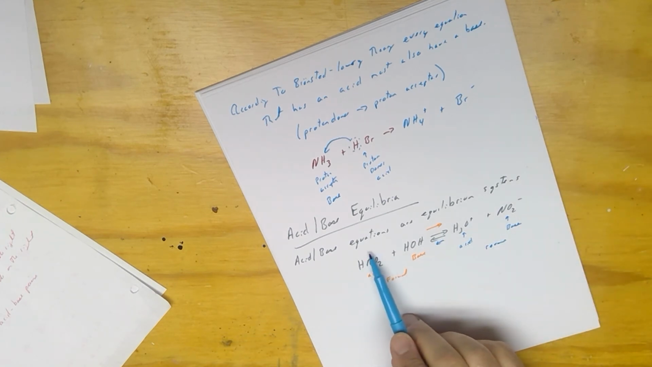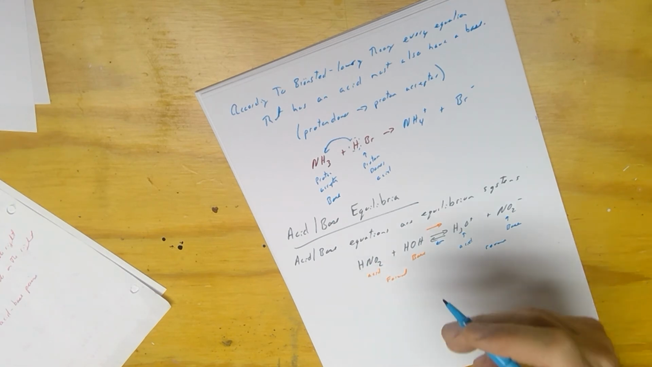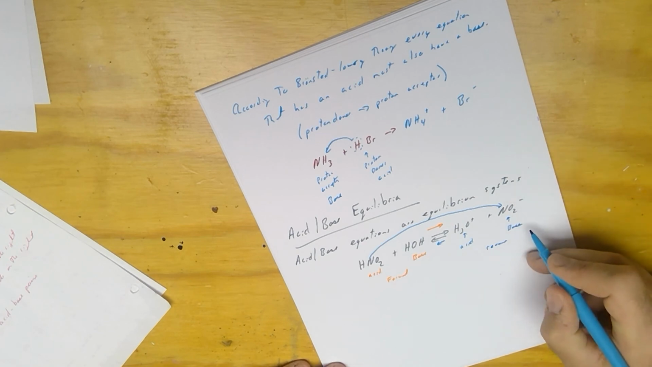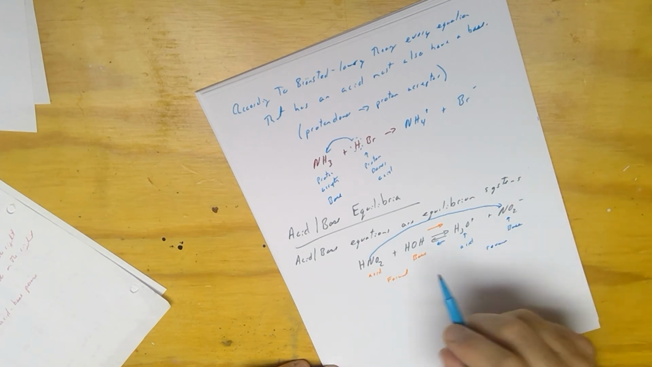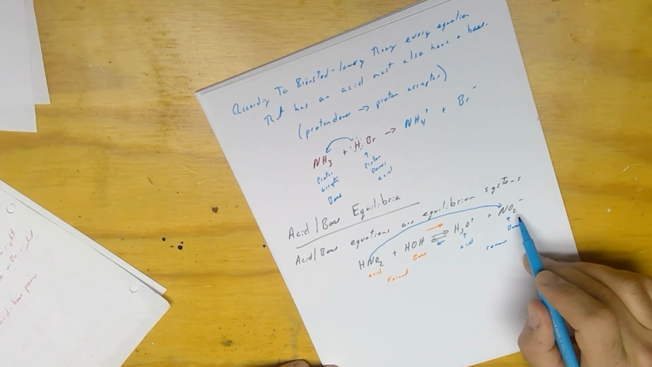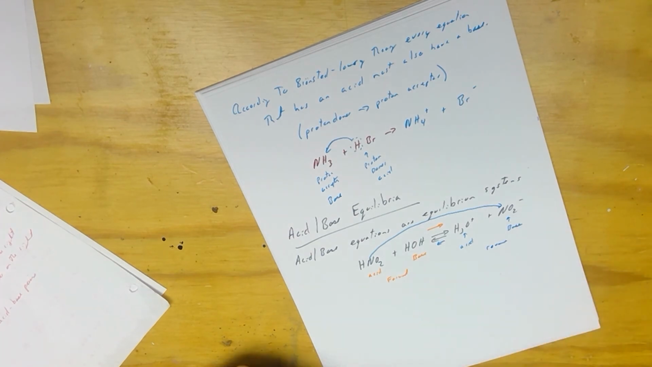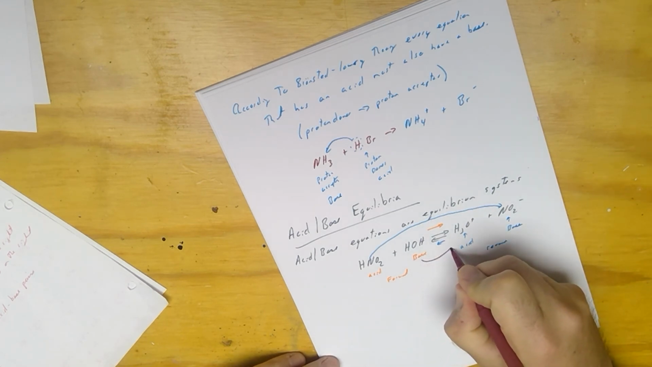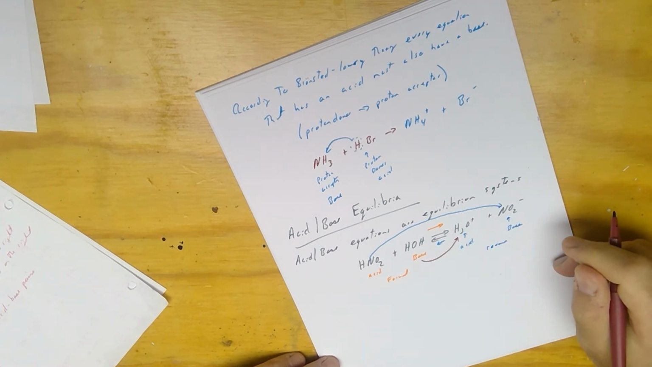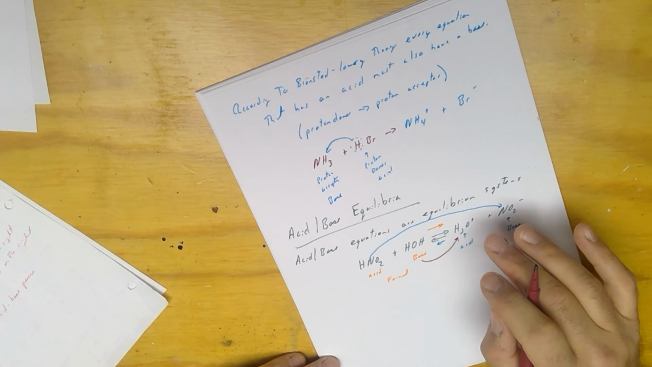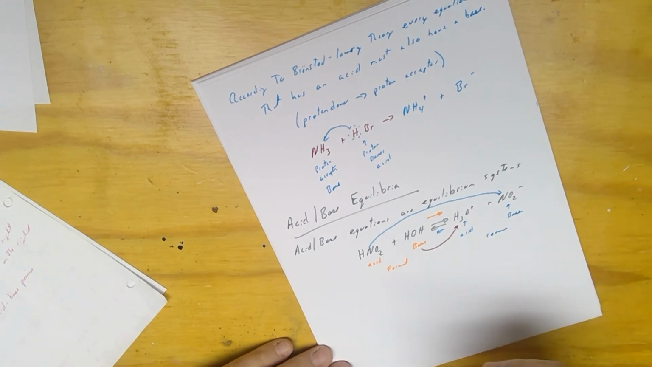Right, so now let's look at here. What does this HNO2 turn into? It turns into a base on the other side. So the acid on the left turns into the base on the right. Well, what does the HOH do? It's a base on the left, and it turns into an acid on the right. Okay, these are called acid-base pairs.